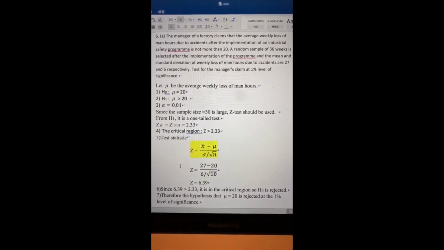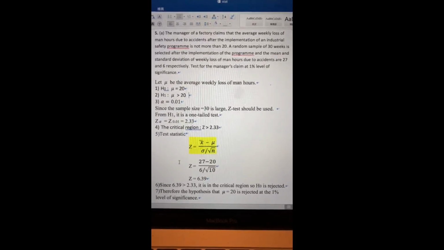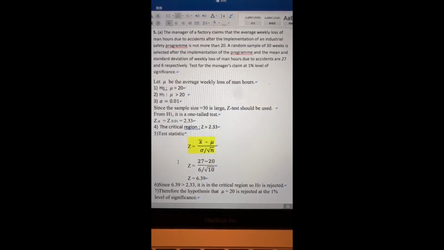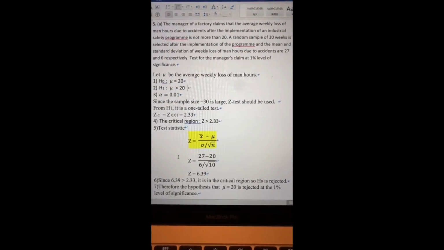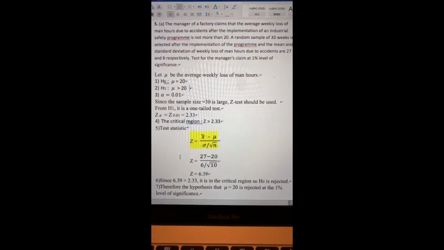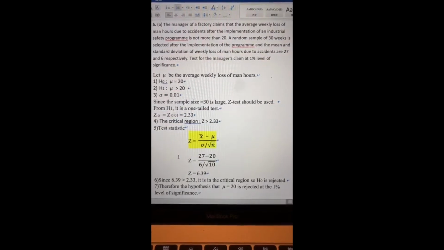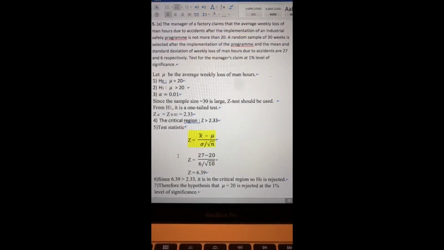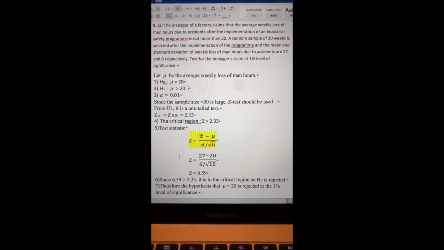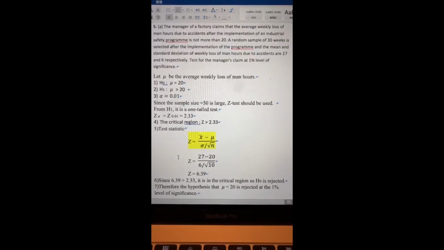Let mu be the average weekly loss of man-hours. The first step, we have to formulate the null hypothesis, which is mu is equal to 20. And then we have to formulate the alternative hypothesis, which is mu is bigger than 20. And we can know that the alpha is 0.01. Since the sample size is 30, which is less, this test should be used. From the alternative hypothesis, it is a one-tailed test.